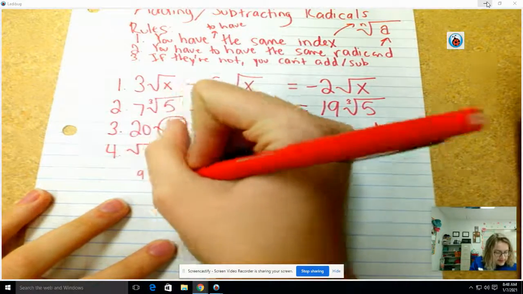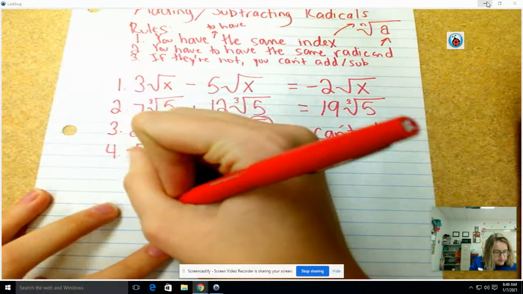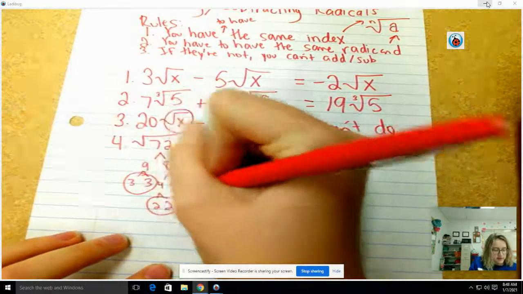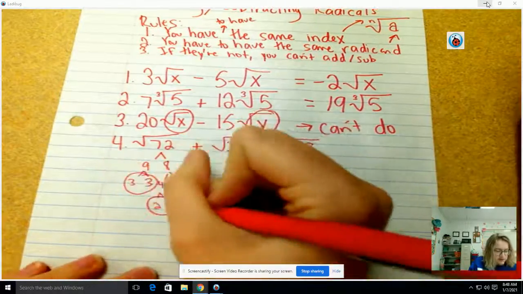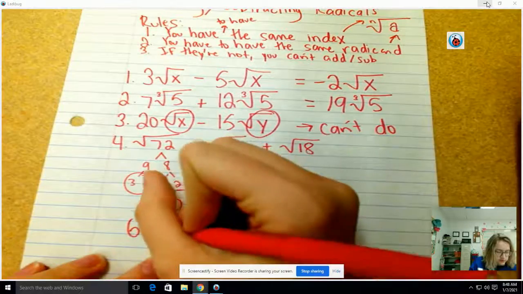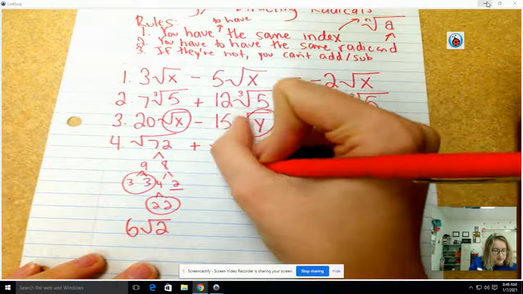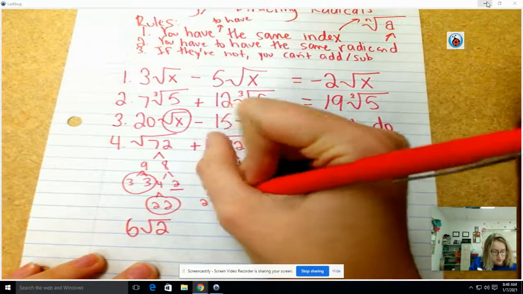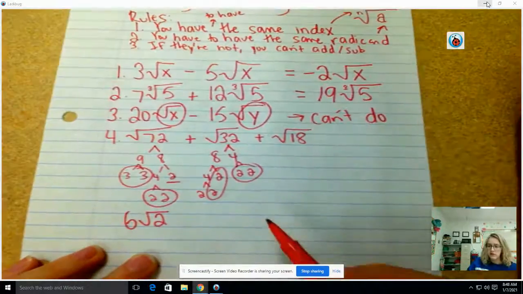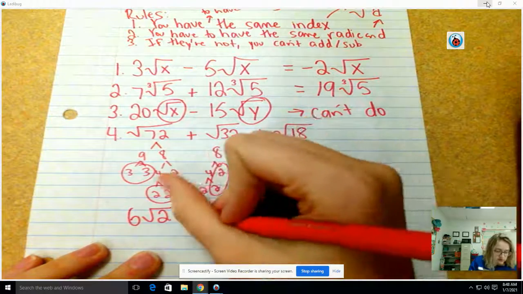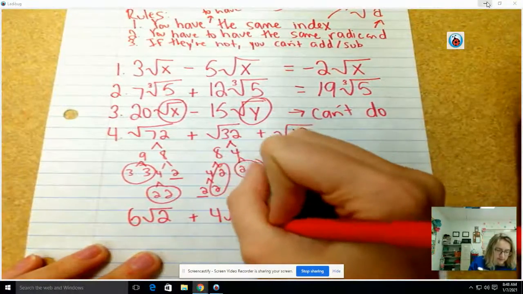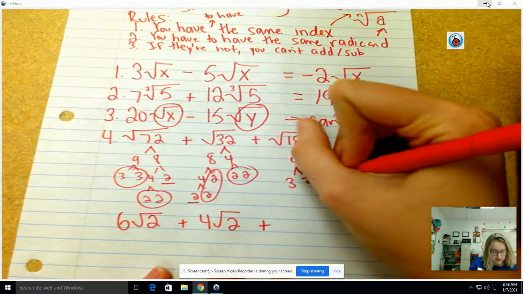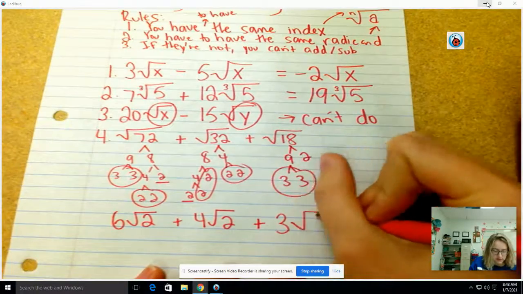We're going to have 9 and 8, 4 and 2, 2 and 2, and then we're going to have 3 and 3. It's a square root, so we're looking for pairs. I'm left with a 2. So that's going to give me 3 times 2, which is 6, radical 2. Then we'll move on to 32. We'll do 8 and 4, 2 and 2, 4 and 2, 2 and 2, looking for pairs. That's going to give me 2 times 2, which is 4, with one 2 left over. Plus, move on to 18, 9 and 2, 3 and 3, looking for pairs, 3, radical 2.